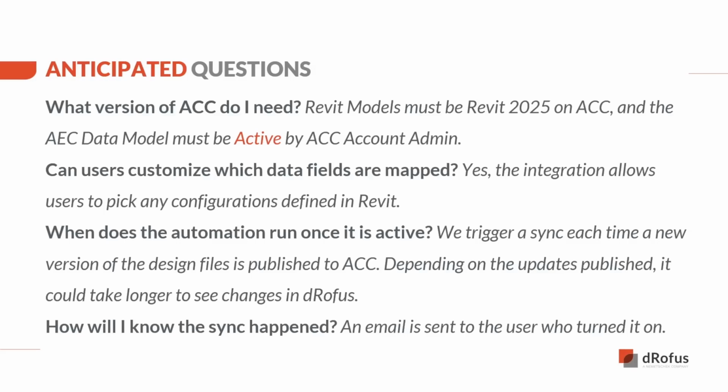The automatic feature, if you have it turned on, is triggered using a webhook, meaning that we're listening to see if there's a new ACC version of that design file published. And if it does get published and we have access to that folder, we'll see that that actually has happened and it will trigger a synchronization. And when that sync is done, you'll get an email, whether it's automated or you're doing it manually.